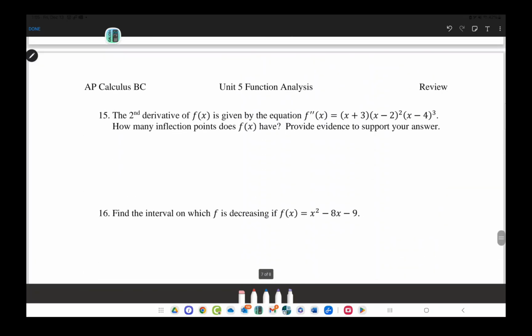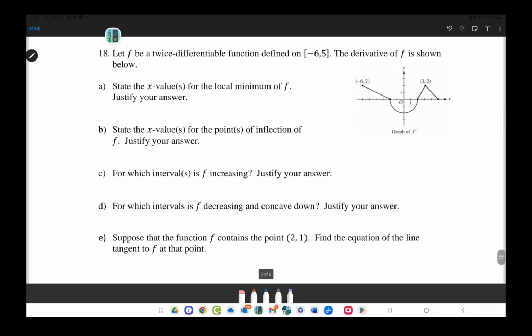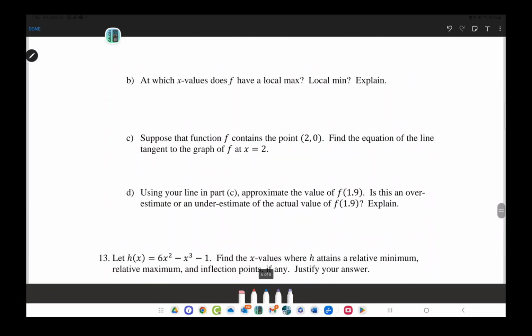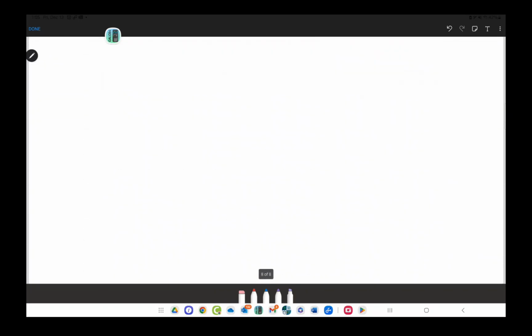But I do want to make sure we focus a lot on number 18, because that's like a third of your test right there. The big idea is you need to understand the relationship between a function, its derivative, and its second derivative. Okay? So it's very, very important you know that. A lot of points on that question. All right, so we'll finish this page and then we'll do the rest on Monday.